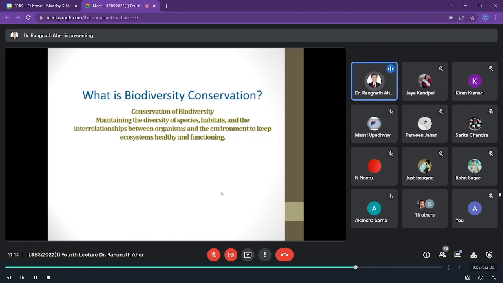The conservation of biodiversity means maintaining the diversity of species, habitats, and the interrelationships between organisms and the environment to keep the ecosystem healthy and functioning. For this purpose, biodiversity conservation is very important. Otherwise, if we lose biodiversity, there will be a number of problems which occur in future.